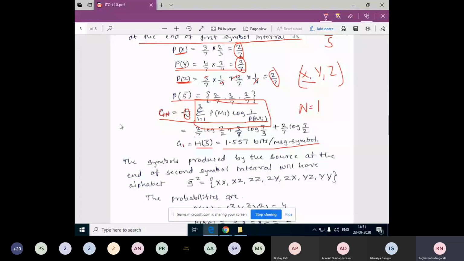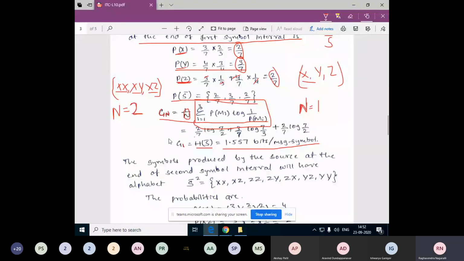If this is the symbol emitted, XX, XY, XZ, then what about the n value? The n value becomes 2. The n value represents the length of these symbols emitted. So here it is 1, that's why we have taken n equal to 1. Here it is 2, so that's why the n value becomes 2.